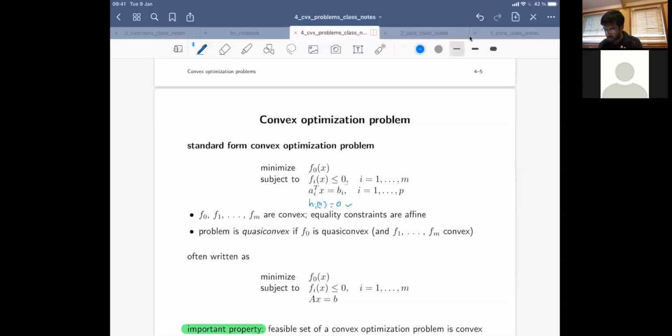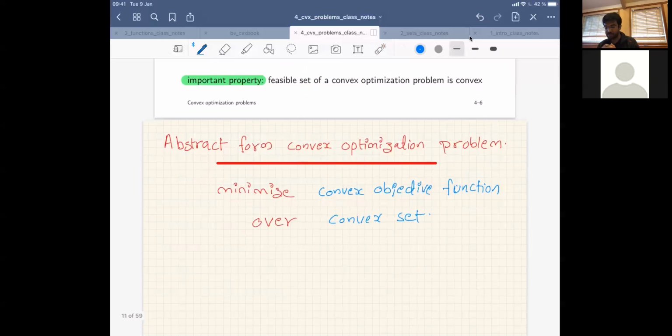Before coming to the standard form, we have an abstract form of a convex optimization problem, which we have been repeatedly mentioning throughout this class: an optimization problem is convex under two conditions. One is that the objective function has to be convex. Second is that the constraint set has to be convex. That's called the abstract form, a general form of convex optimization, which says minimize a convex objective function over a convex set. That's a complete definition.